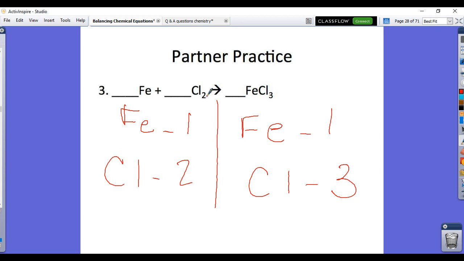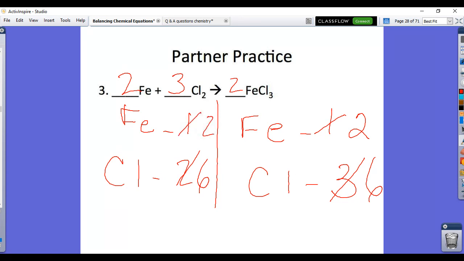So what times 2 gives us 6? That gives us a 3. So 3 times 2 is 6. And then what times 3 gives us 6? That would be a 2. But it also changes my Fe to a 2. And now we have 6 chlorines. So now I've got to go back over here. Because this is a 2, we need to make this a 2. So I put my coefficient 2 there. And there we have it.